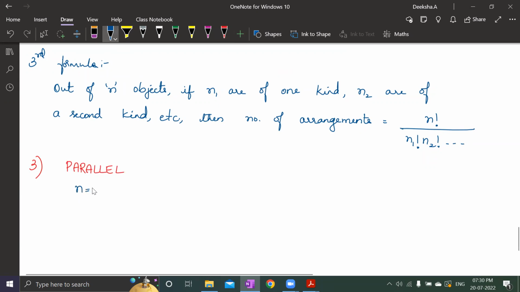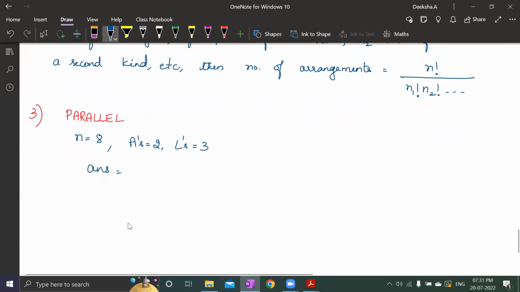Here, what is n? 1, 2, 3, 4, 5, 6, 7, 8. So we have 8 letters, but here there are repetitions, right? Write down all repetitions, count them and write separately. What all are repeating here? A is repeating, L is repeating, that's all. So how many A's are there? 2. And how many L's are there? 3. Now what is the answer? The total number of arrangements is n factorial, which is 8 factorial, divided by the factorial of each of these numbers. 2 factorial and 3 factorial.